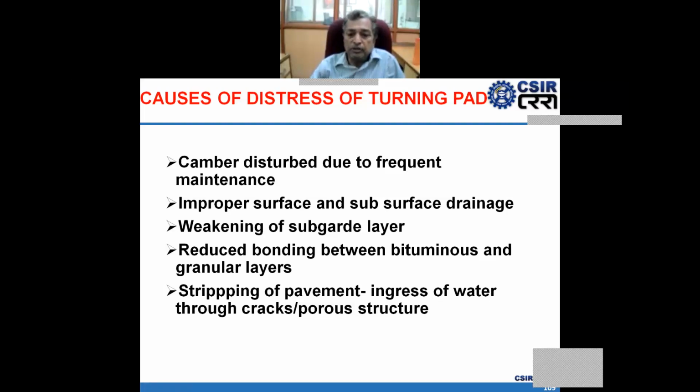So improper surface and subsurface drainage was observed, along with weakening of the subgrade layer and reduced bonding between the bituminous and granular layers. Stripping of the pavement was observed, with water ingress through the cracks or porous structures.